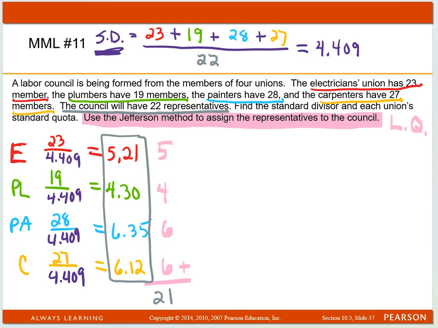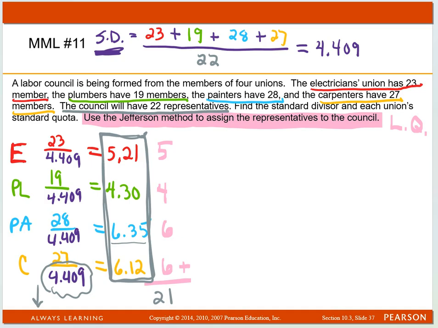So one of these numbers, and I'm going to say it's probably going to be this one, because 6.35 is closest to the next upper quota, which would be 7. Compare 0.21, 0.30, 0.35, and 0.12. 0.35 is closest. So this is where you have to do trial and error. On this one, it worked out good the first time. If you want one of these numbers to go up, that means what you're dividing by has to get smaller. So I was at 4.409.